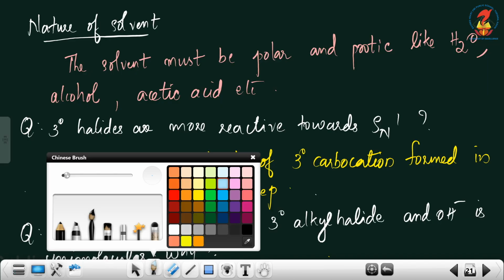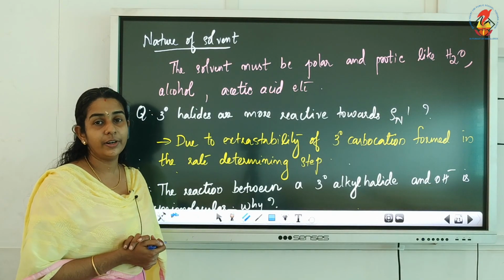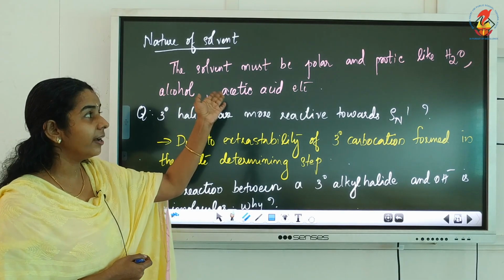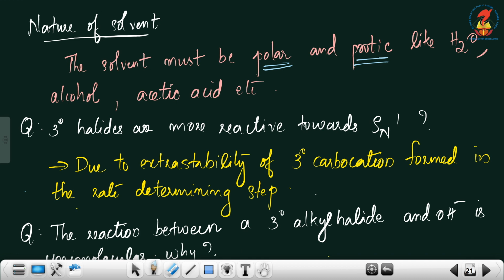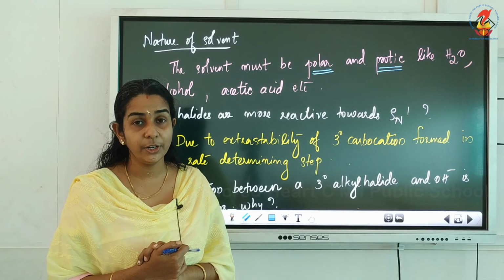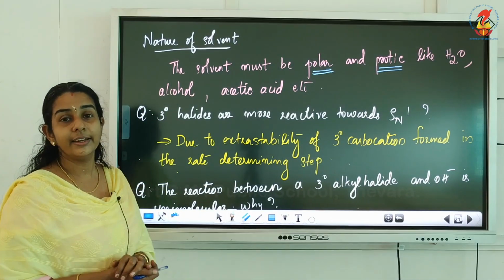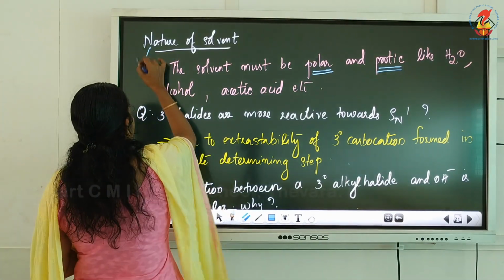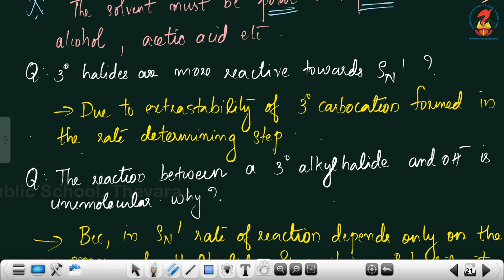Now there is a very important point coming under SN1, the nature of solvent. In SN1 the solvent used must be polar and protic. Polar means it should have charge or atoms with different electronegativity. Protic solvents means those which are able to donate protons, or which can donate H plus ions, like water, alcohol, acetic acid, etc. So this is a very important point regarding the SN1 mechanism. Remember, the solvent should be polar and protic.